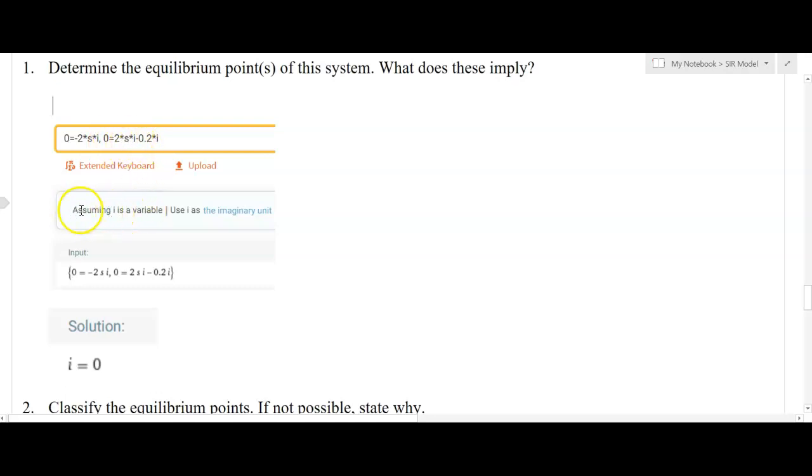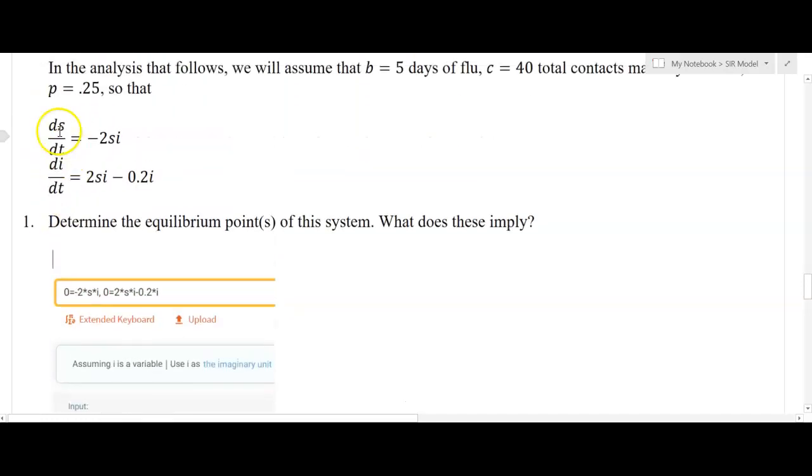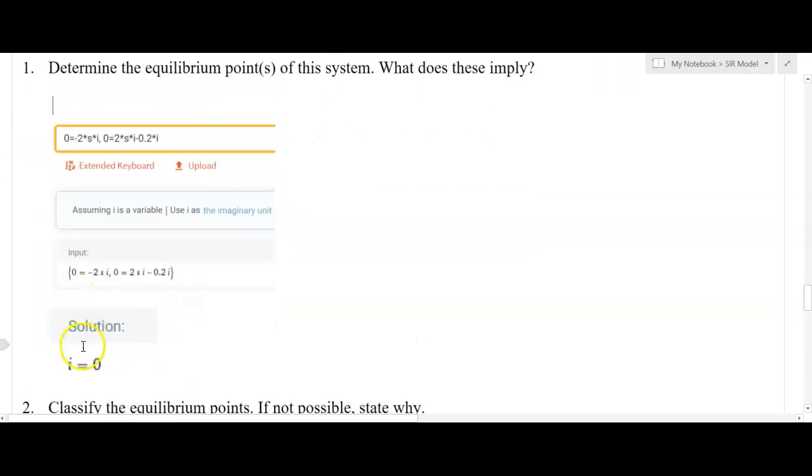But notice that it says assuming I is a variable. It was originally interpreted as the imaginary unit, the square root of -1. So there's a little button off to the side here that, if initially it says assuming I is the imaginary unit, you have to change it to a variable. And so when I find the solution, that is setting both of these rates equal to 0, I get I equals 0. And that's kind of funny, because that's not a point. I equals 0 is a whole set of points.